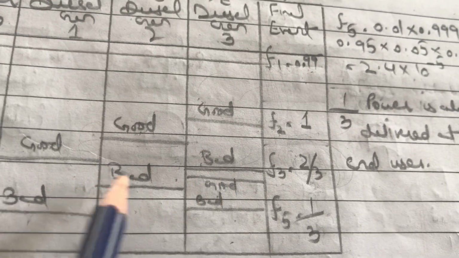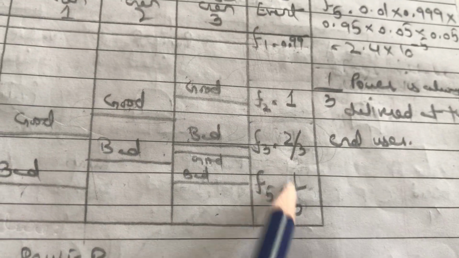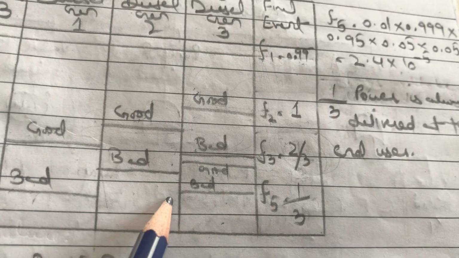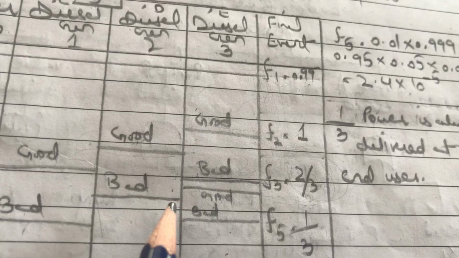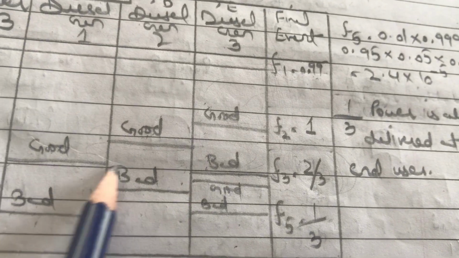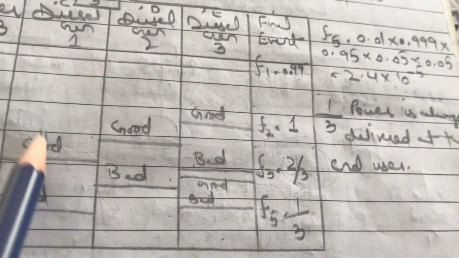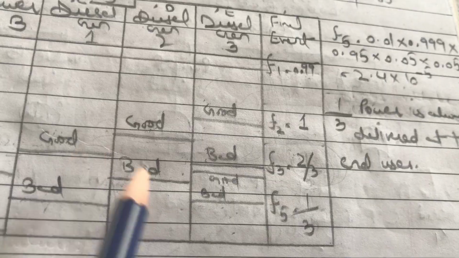So we have again F4 as 2 upon 3. Got it? And F5 is 1 upon 3. Why is it 1 upon 3? Because we have diesel generator 3 in the failed condition, and diesel generator 2 in the failed condition, and diesel generator 1 in the working or operating condition. So that's why 1 is operating and 2 are failed. So that's why 1 over 3.